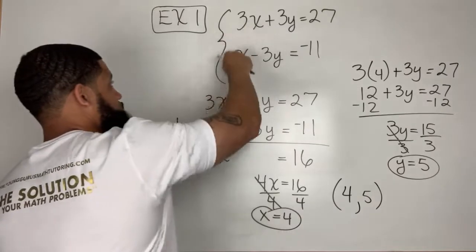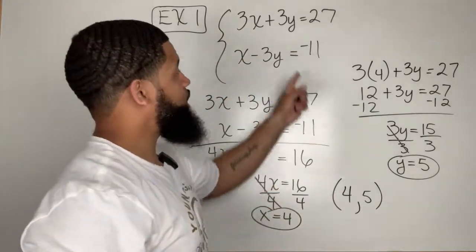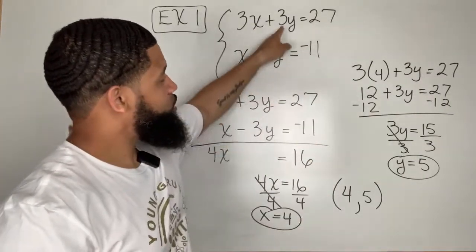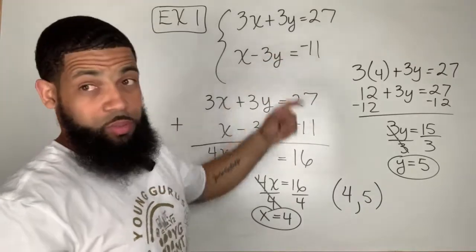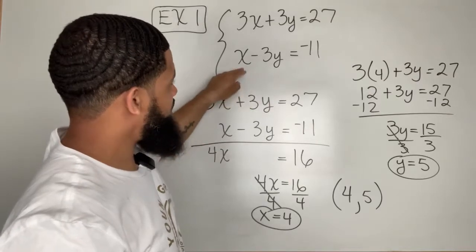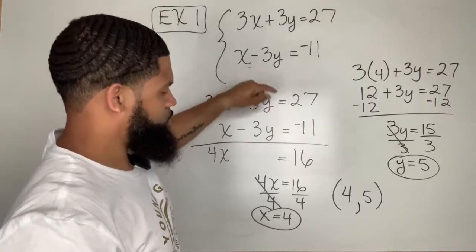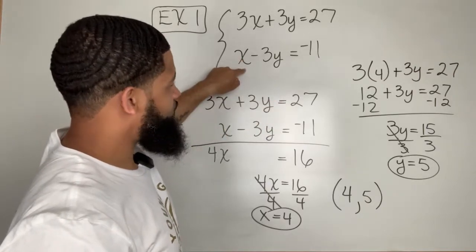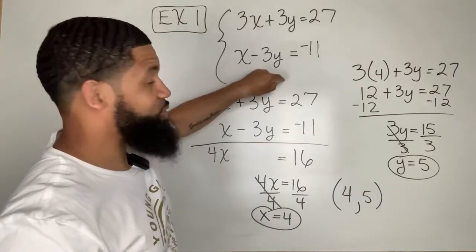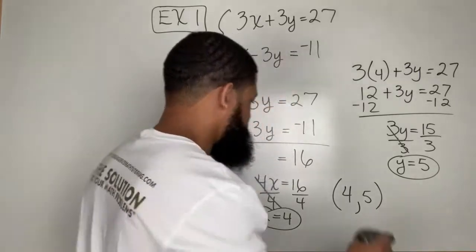That means these two lines will intersect at the ordered pair 4, 5. You can always plug in your values of x and y to check. 3 times 4 is 12. 3 times 5 is 15. 12 plus 15 is 27. The same thing will work out here. 4 minus 3 times 5, I'm sorry, so 4 minus 15 does equal negative 11. Okay, so that's our first example.